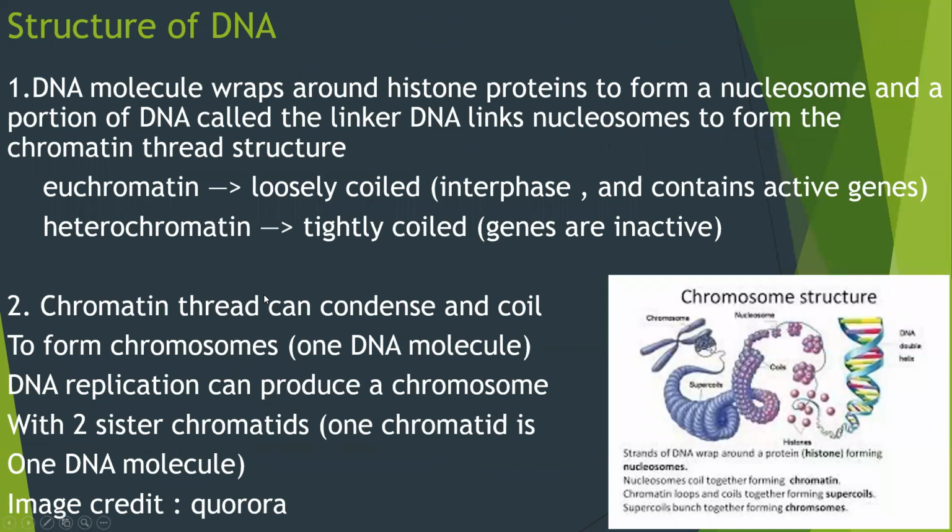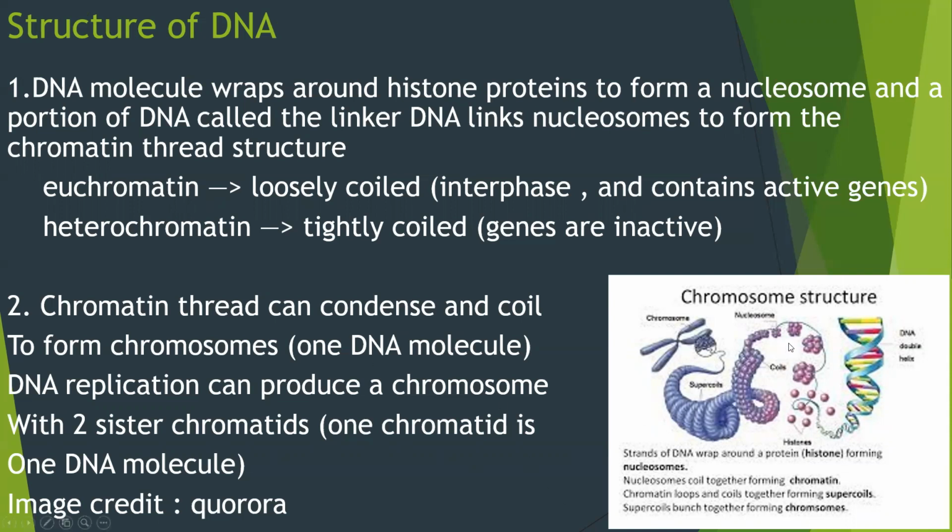So the next thing we talk about is the structure of DNA before we talk about how DNA is separated during mitosis. We'll talk about the structure of the DNA molecule itself in the next chapter, but just consider this as a DNA molecule. So the DNA molecule will wrap around something called a histone protein, and the reason why it wraps around is to make the structure of DNA compact. And when it wraps around histones, it forms a nucleosome.